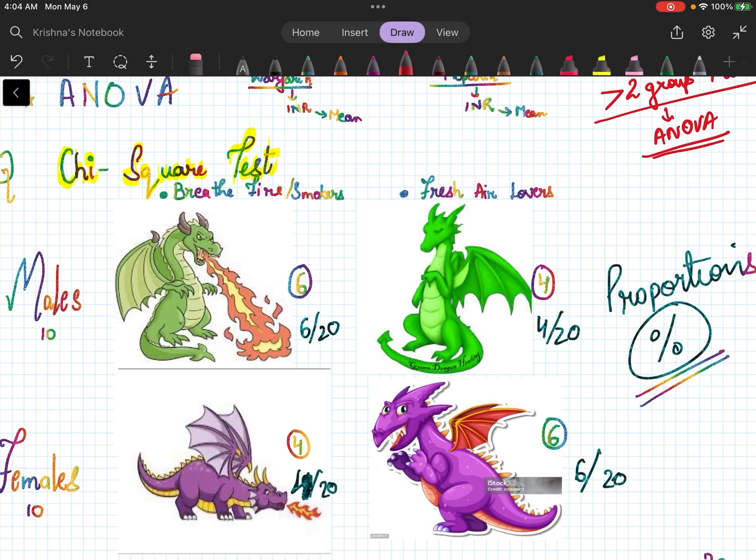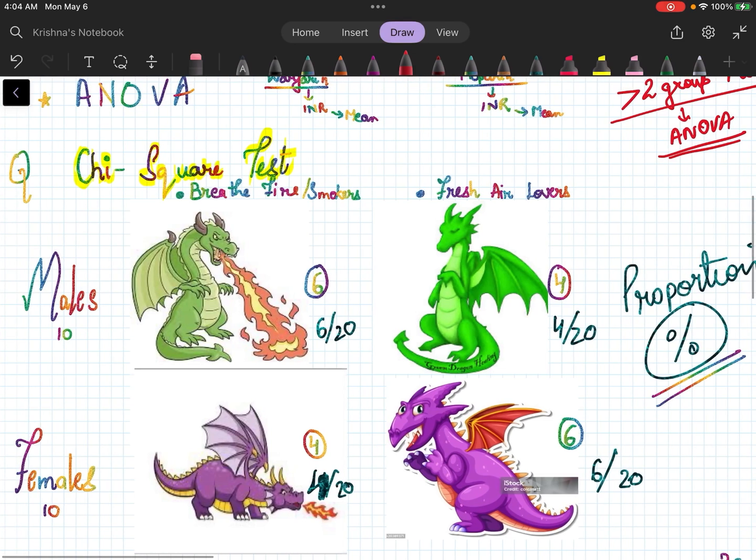Let's take an example. Imagine you are on a quest to figure out if there is any connection between fire or smoke breathing dragons and fresh air enthusiasts. So picture this. You're hanging out with the dragons, some of them are breathing fire, some are not. Then you've got your male dragons and you've got your female dragons. And you're wondering, hey, is there some mystical link between gender and the smoke habits?